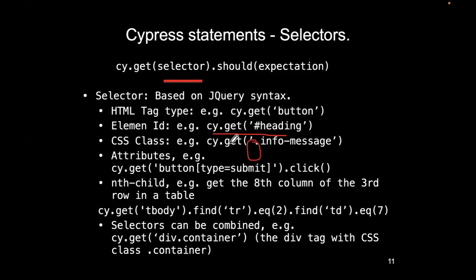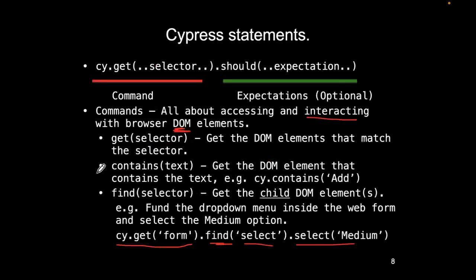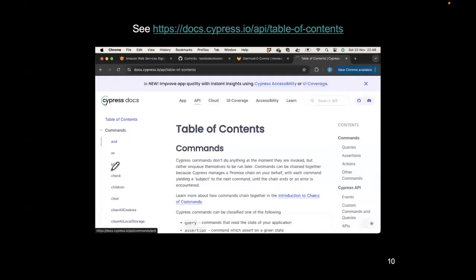Now I'm using get here in all of the examples, but if I just go back to, let's say find, find takes a selector as well. So you can use these selectors in other commands other than the get command. The contains command doesn't expect a selector, that expects just a text string. And EQ doesn't expect a selector, that just expects an integer. Next doesn't take a selector, but there are other commands that take selectors as well. Back to my selectors.